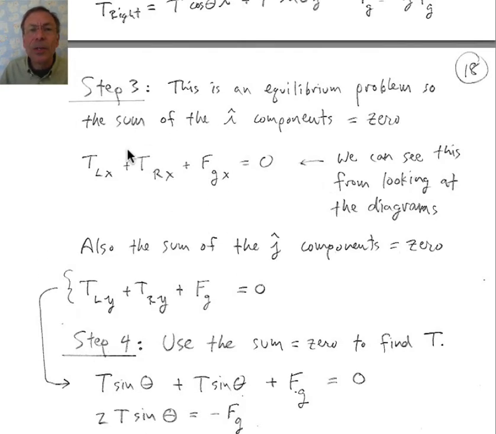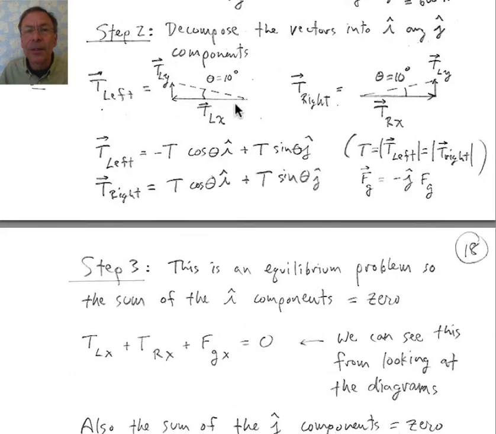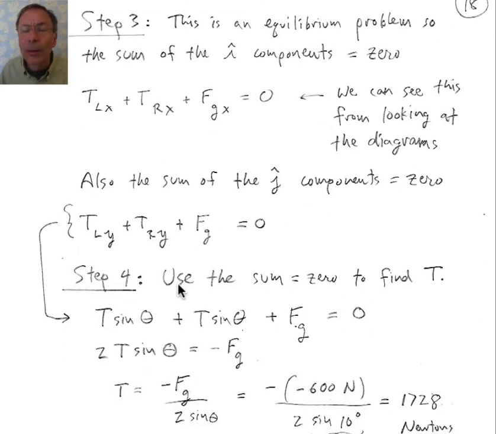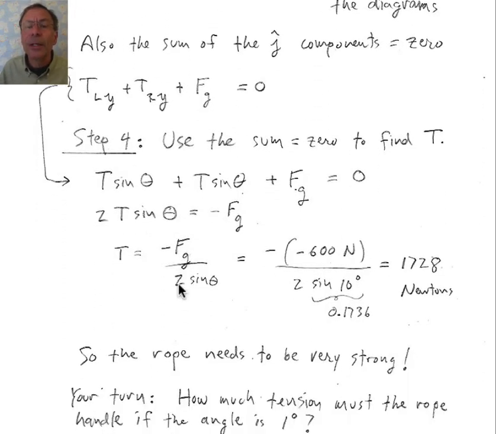Just by inspection, we can see that the left x component and the right x component will cancel. Now, how about the y components? They've also got to add up to 0. So the y component of the left one plus the y component of the right one plus the weight must equal 0.